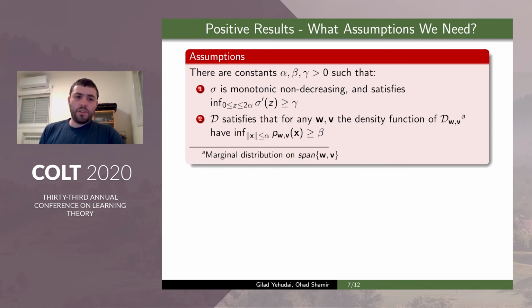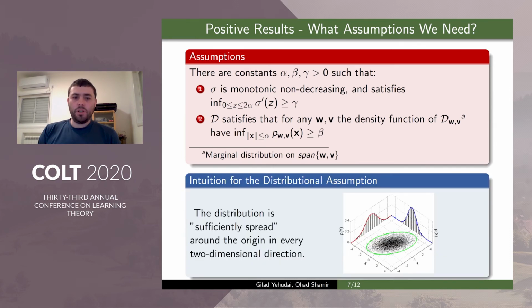The assumption about the distribution is the following. We want the input distribution to satisfy that for any two target vectors, W and V, if we take dWV, which is the marginal distribution on the span of W and V, then the density function of this marginal distribution will have some positive concentration, at least around the origin.